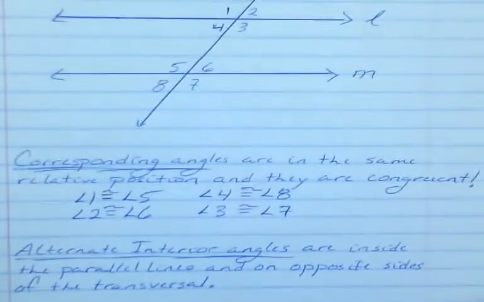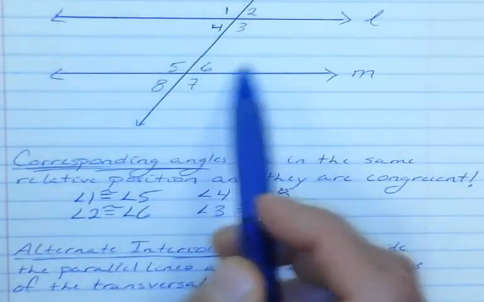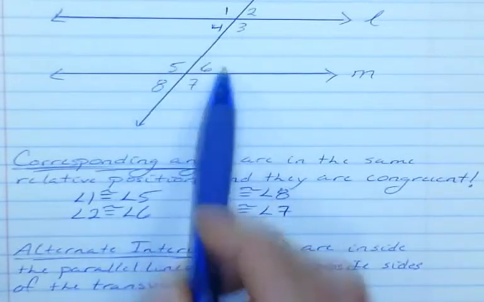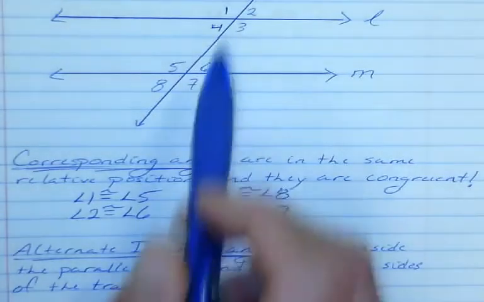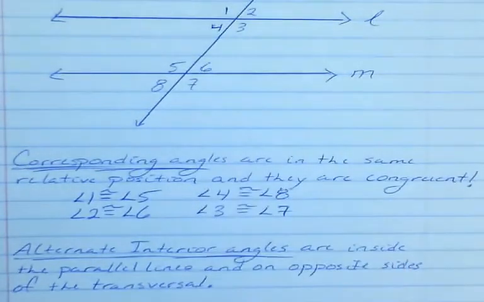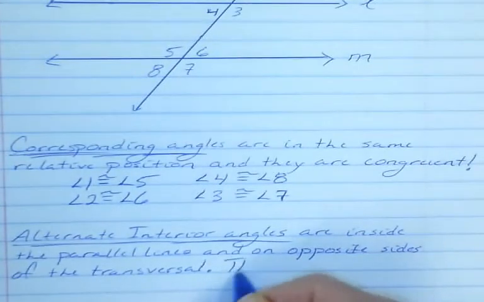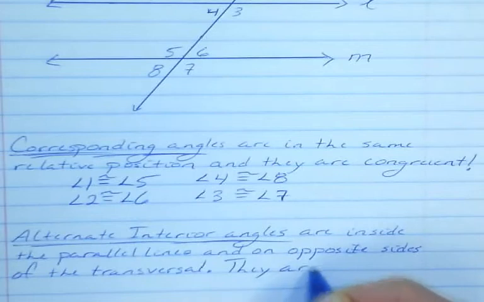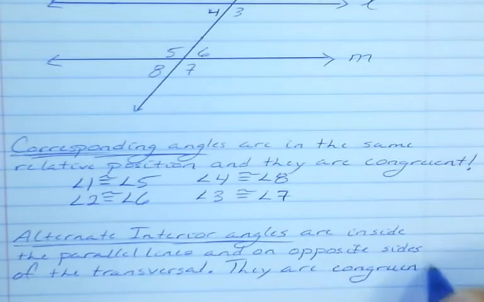They're inside the parallel lines. That's why we say interior. So they're on the inside. Like angles 4, 3, 5, and 6, those are interior. And they are on the opposite sides of the transversal, so on opposite sides of line T. Alternate interior angles are congruent. So they are congruent. And we normally have 2 pairs of these.